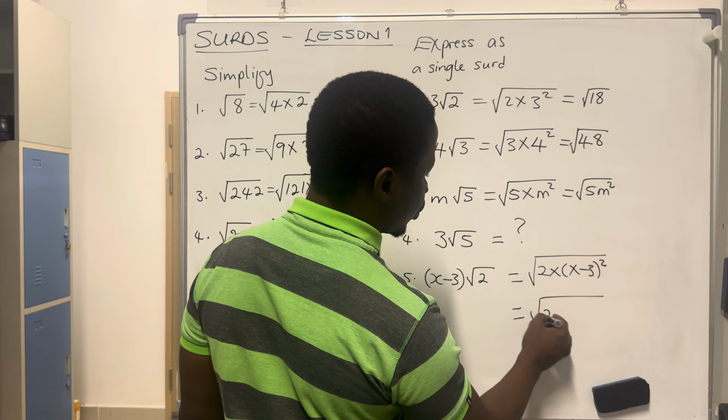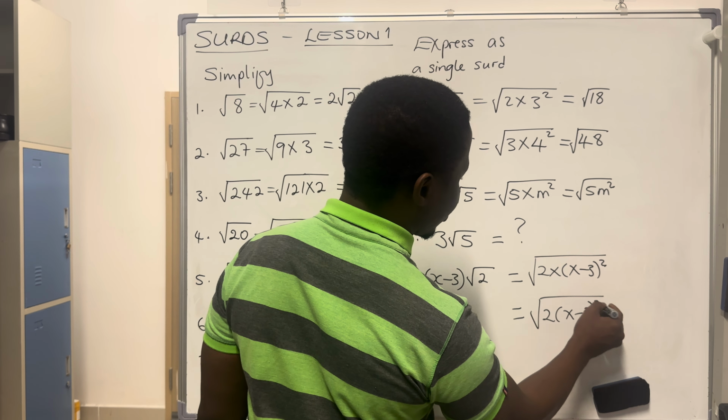So this is root of 2 times x minus 3 squared.